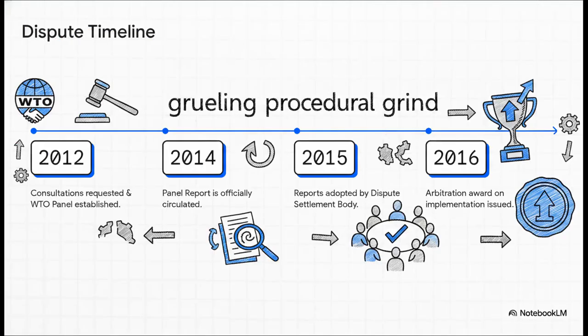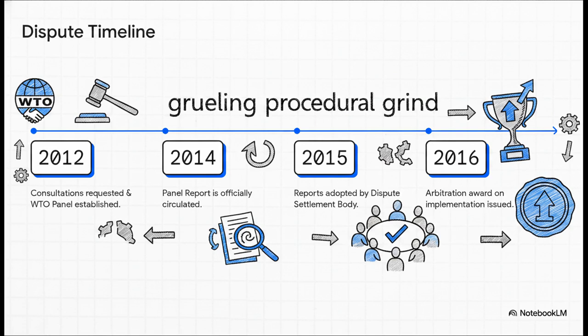So after years of dealing with this math and group punishment, Vietnam escalates the dispute to the World Trade Organization in 2012, calling them in as the ultimate international trade referee. But listen, international trade law doesn't move at the speed of business, it moves at the speed of bureaucracy. Just look at this timeline.